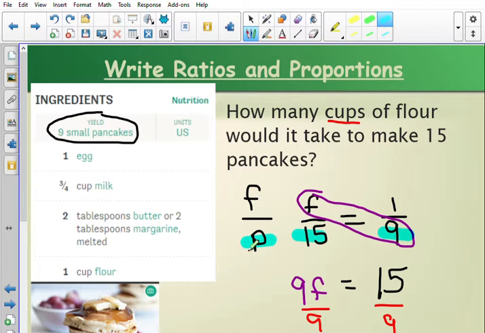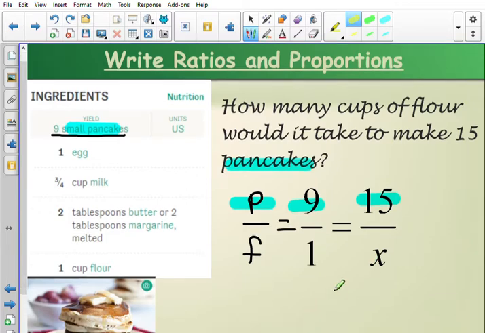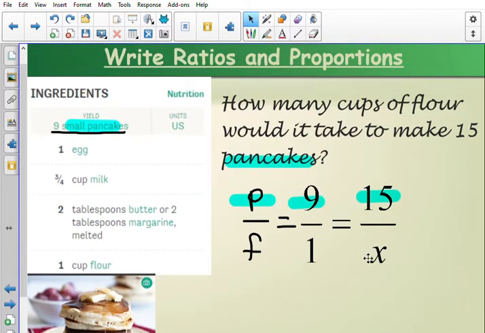I don't care how you set it up. So whatever your original setup is going to look like, you just need to carry that setup all the way through. So if it's pancakes on top, then it's pancakes on top. When we solve this, we still get the same thing. You could ask yourself, all right, how do I undo dividing by x? Just cross multiply to solve. 9 times x is 9x. 1 times 15 is 15.